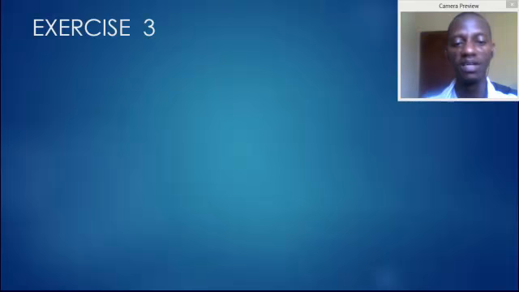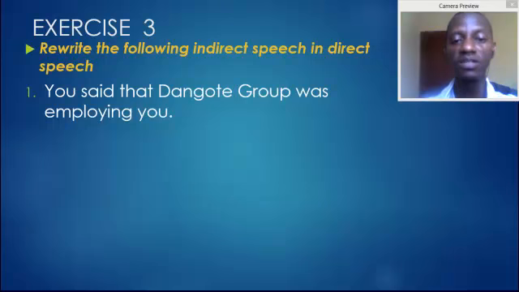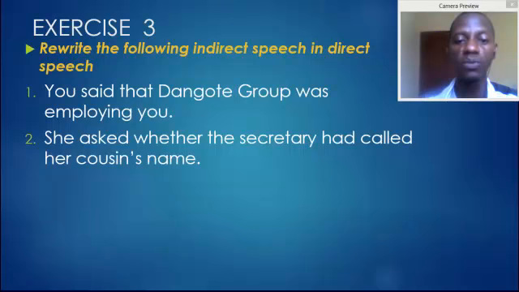Welcome back. This is exercise 3. I require you to rewrite the following indirect speech in direct speech. Number 1. You said that Dangote Group was employing you. Number 2. She asked whether the secretary had called her cousin's name. 3. He told me that mine was taken. 4. Amaka asked if they would arrive there the next day. 5. Sadiq said he was at the airport then because that night was their meeting.